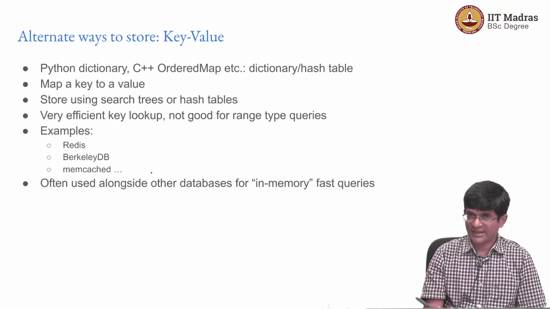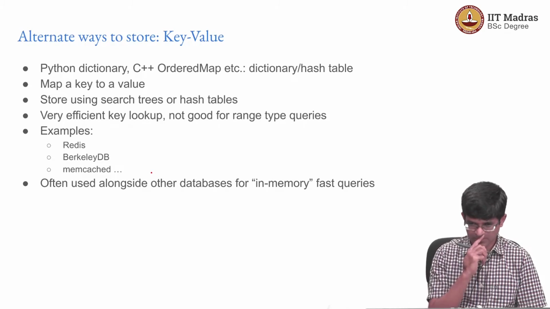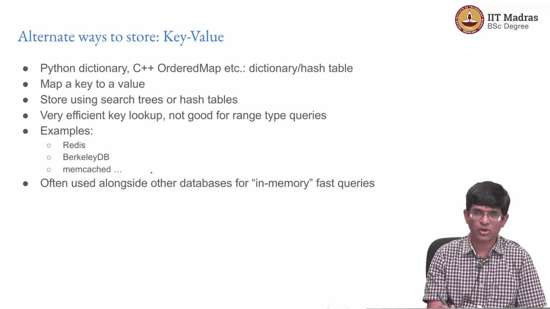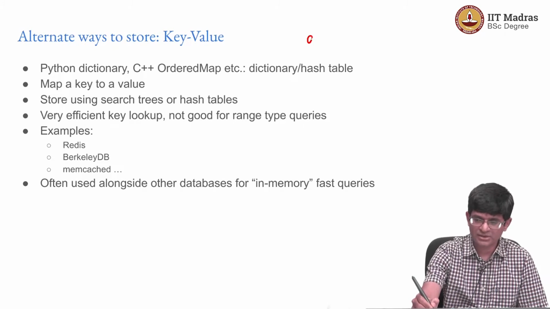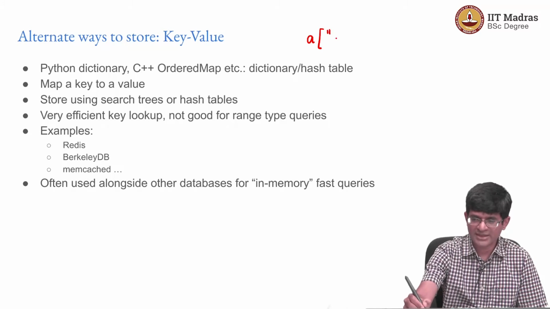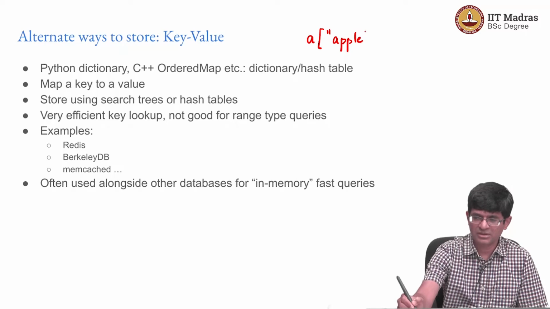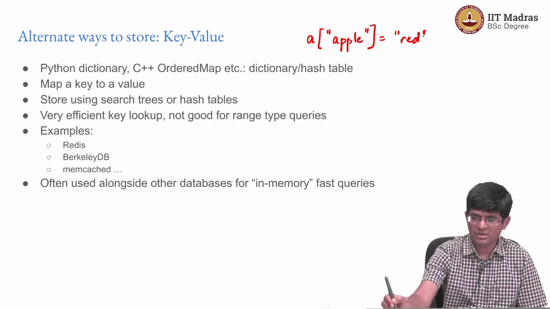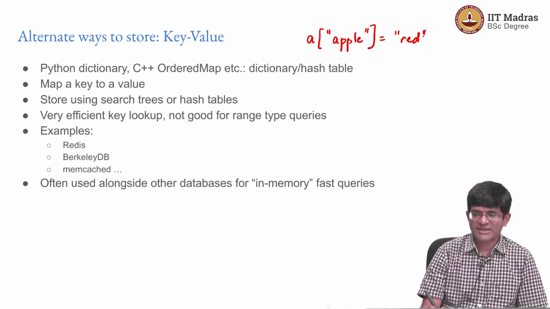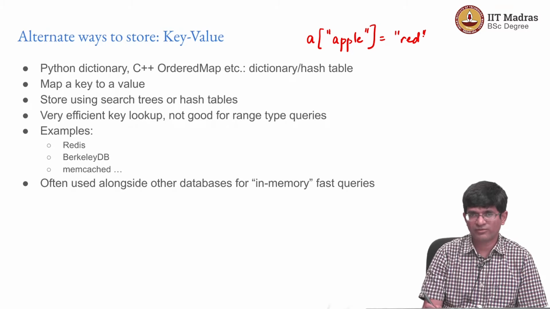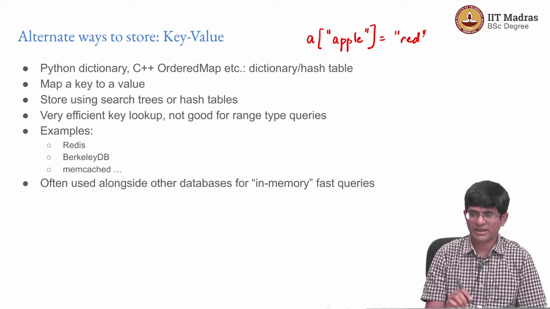Now there are other ways of storing data. One is called key value, right? And in Python, you have come across this notion of dictionaries, right? And what is a dictionary? It basically means that I can sort of have an array where I can say, for example, something like A of apple, right? And I could give it a value red. Now what is happening is that this apple is being taken as an index, right, in order to find some particular location, and in that location I store the value red.